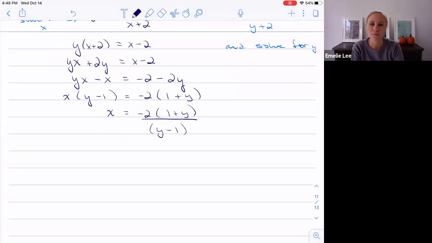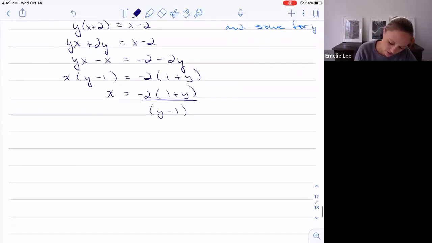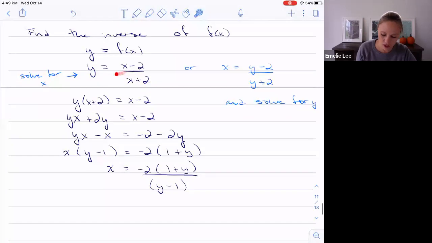Okay. So this should be the inverse of f of x. Now, because we didn't switch our x's and y's, this is a function of y. But now we can rewrite this as the inverse of f of x is negative 2 times 1 plus x over x minus 1. Usually we just swap out the x's again.